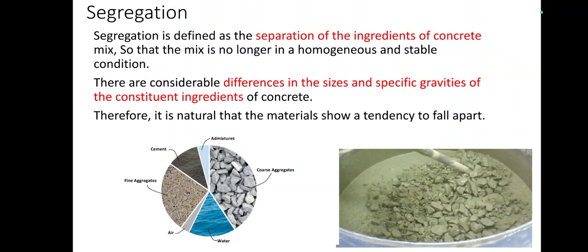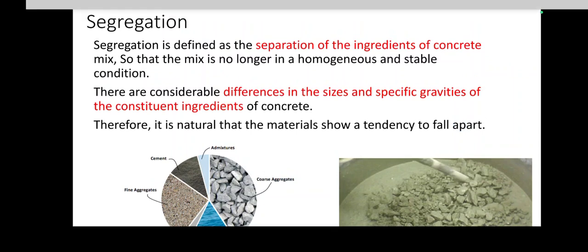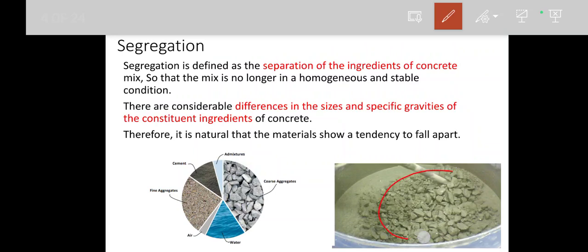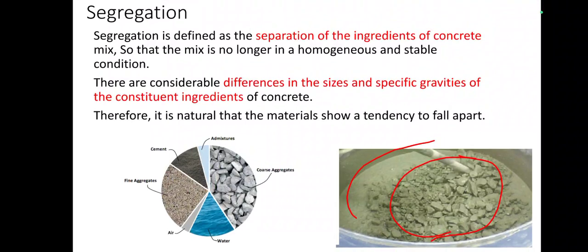Here you can see a mix in a drum mixer. You can see the separation of the coarse aggregate, and the cement paste is near the walls of the drum mixer. So this is an example of segregation.